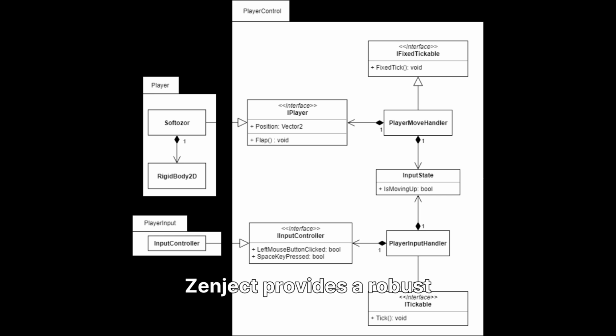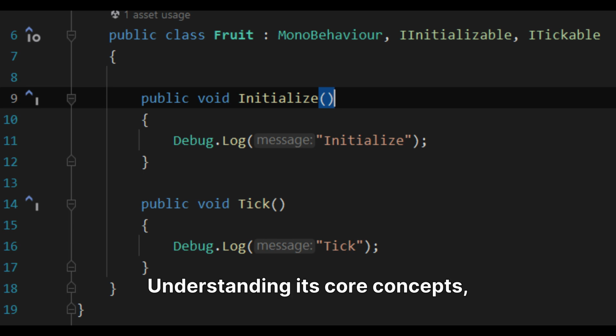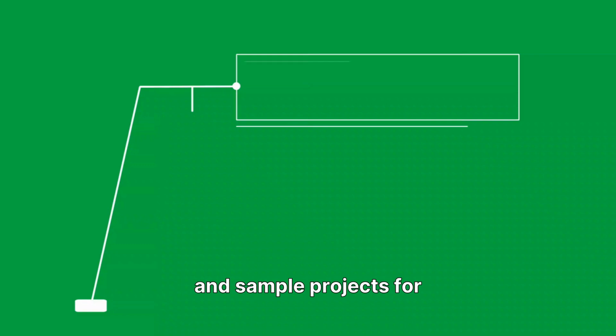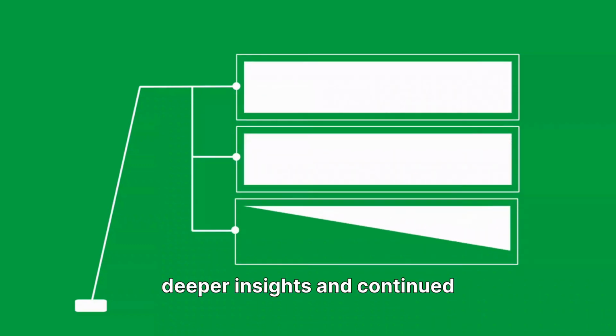Zenject provides a robust framework for dependency injection in Unity, leading to more maintainable, testable, and scalable code bases. Understanding its core concepts, binding mechanisms, and best practices is crucial for leveraging its full potential. Explore the official documentation and sample projects for deeper insights and continued learning.